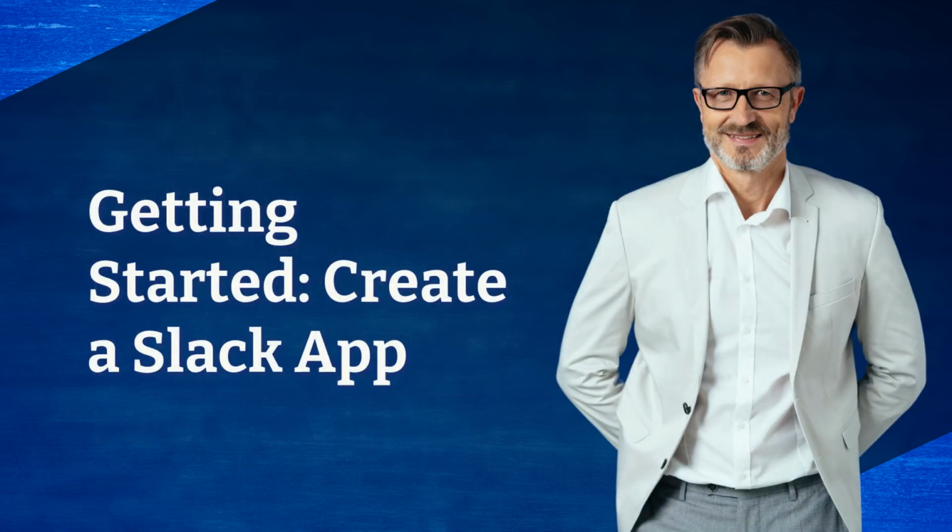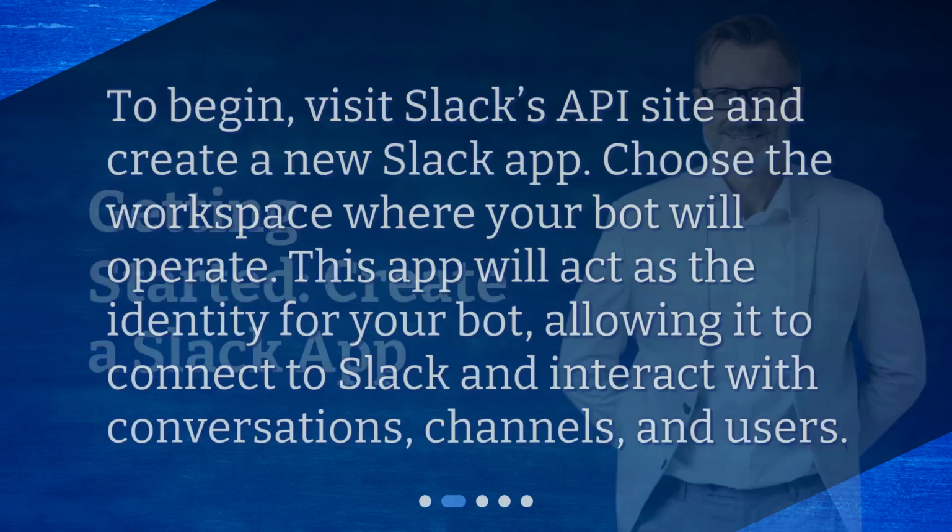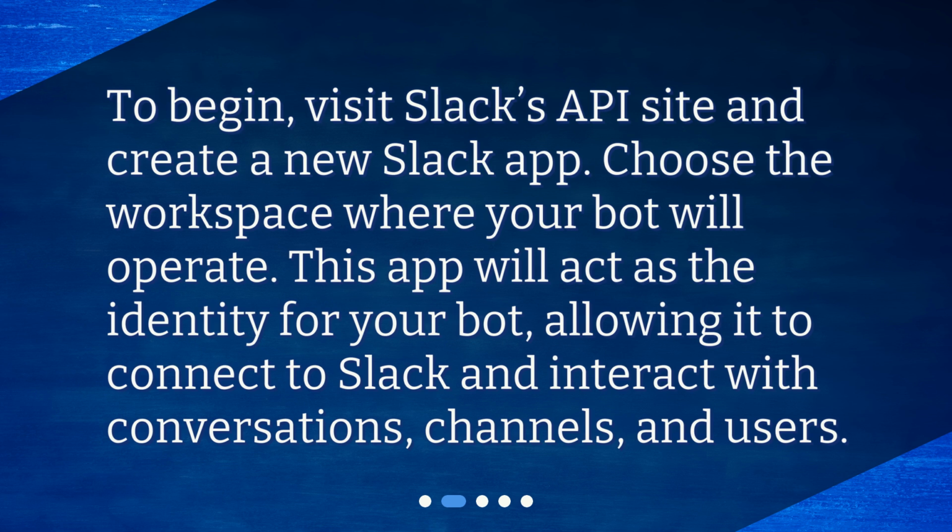Getting started, create a Slack app. To begin, visit Slack's API site and create a new Slack app. Choose the workspace where your bot will operate. This app will act as the identity for your bot, allowing it to connect to Slack and interact with conversations, channels, and users.